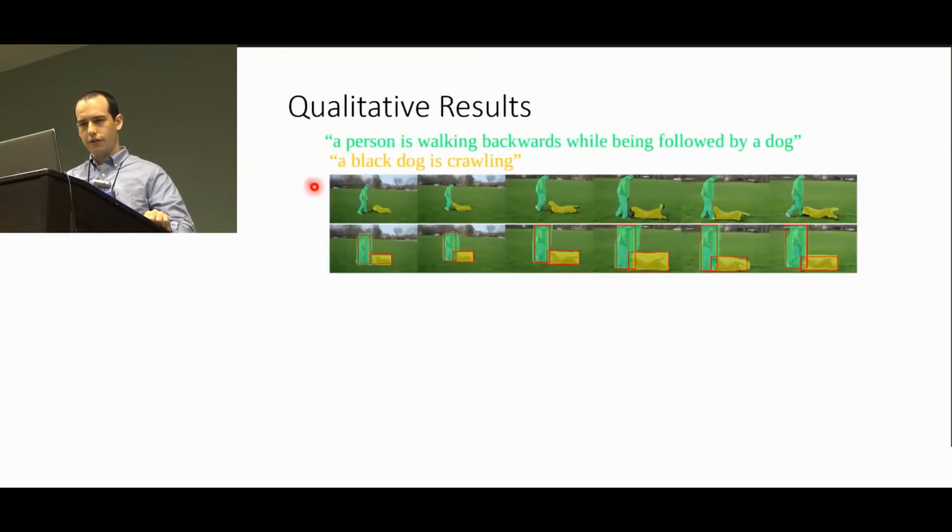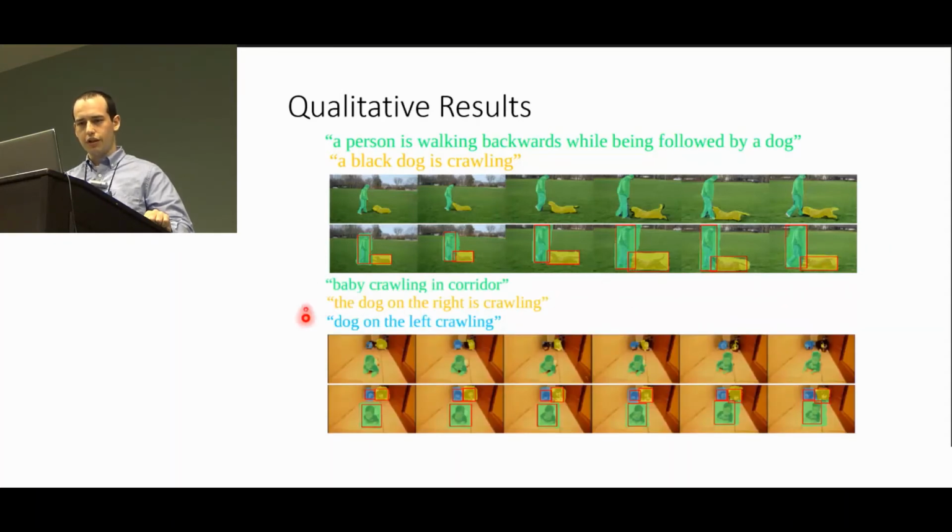So given this video, we have 2 sentences. A person is walking backwards while being followed by a dog, and a black dog is crawling. So as you can see, the person and the dog are both segmented quite well, right? The gap between the person's legs is segmented, and then the dog's tail is finely segmented. So this is our network trained on segmentations. If we wanted to train it on bounding box annotations, we can see the second row here. So the segmentations are not as fine because it's trained on bounding boxes. But even with those noisy annotations, our network is able to segment quite well.